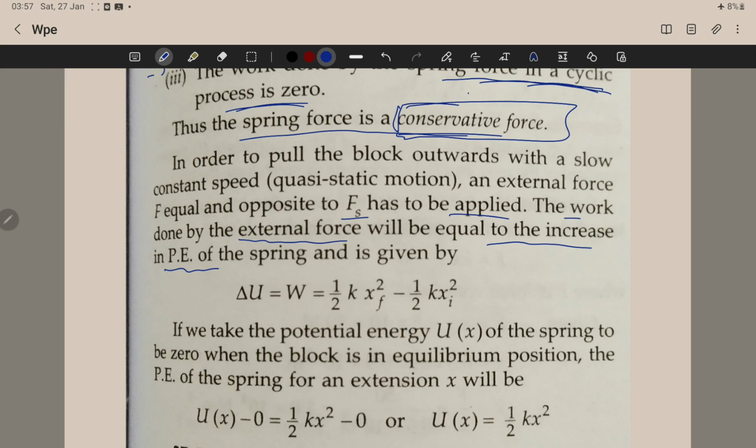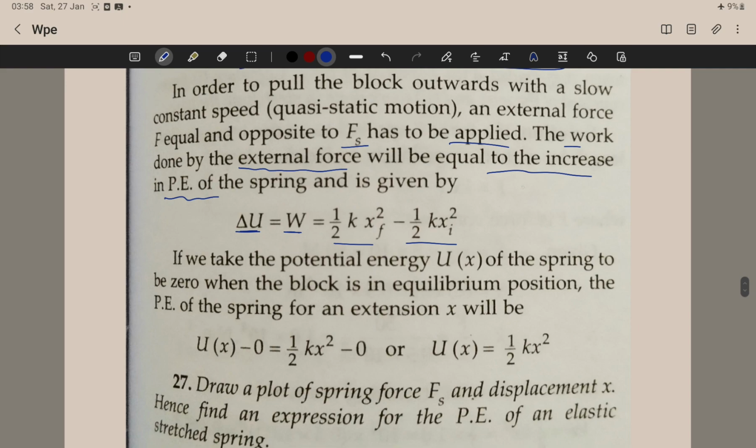So what is the work done? Work done is equal to the increase in potential energy. As we pull the spring, the spring stores potential energy. So the work done is equal to the change in potential energy. The external force work will be equal to whatever the increase in potential energy is. So how do we find the increase? The increase is the final minus initial. By final minus initial, we can find the total increase in potential energy. That will become our work done, the work we have to do.